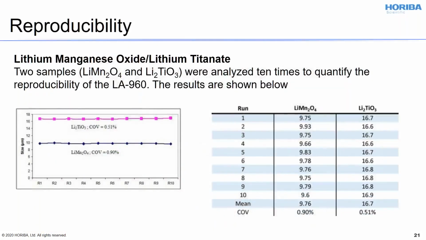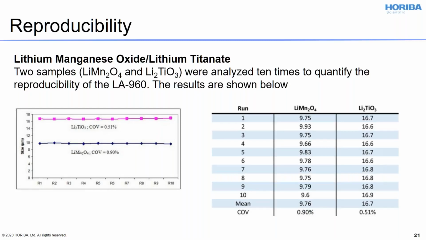Okay, some reproducibility around ceramic materials. So here we were really looking at the reproducibility of the LA960 with lithium manganese oxide and lithium titanate. The mean of the lithium manganese oxide was just about 10 microns and the coefficient of variation is 0.9%. And the mean of lithium titanate was just about 17 microns, the coefficient of variation was 0.51%.